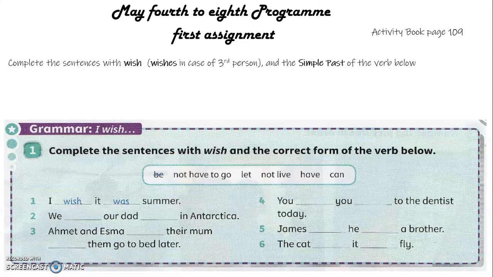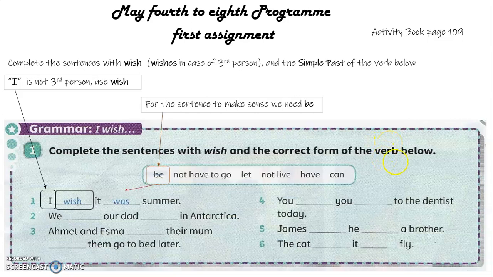Okay, this is the activity book, page 109, and we're going to work with wish sentences. Remember, in the case of third person, we're going to use wishes. And in the second part of the sentence, we're going to use the simple past. Okay, what's the first thing we need to do to start working with these blanks? First, check the subject. In this case, the subject is I, so it is not the third person. So in this case, what we need is wish. What goes next?